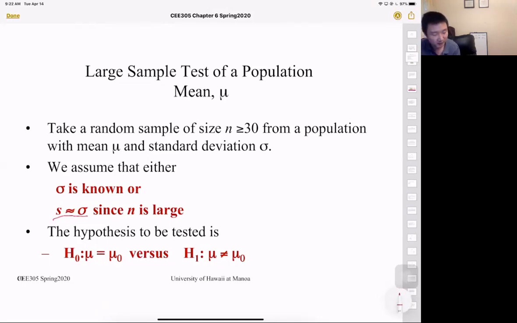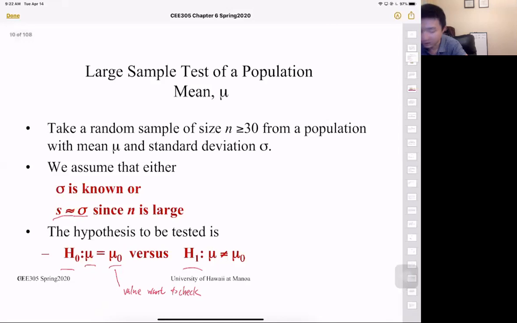And then we set up H0 and H1. We let the population mean equal a certain value. We call that mu0. So mu0 is the value we want to check, for example, $35,000. And H1 will be the opposite of H0. If H0 is mu equal to mu0, then H1 will be mu not equal to mu0. So we define H0 and H1.